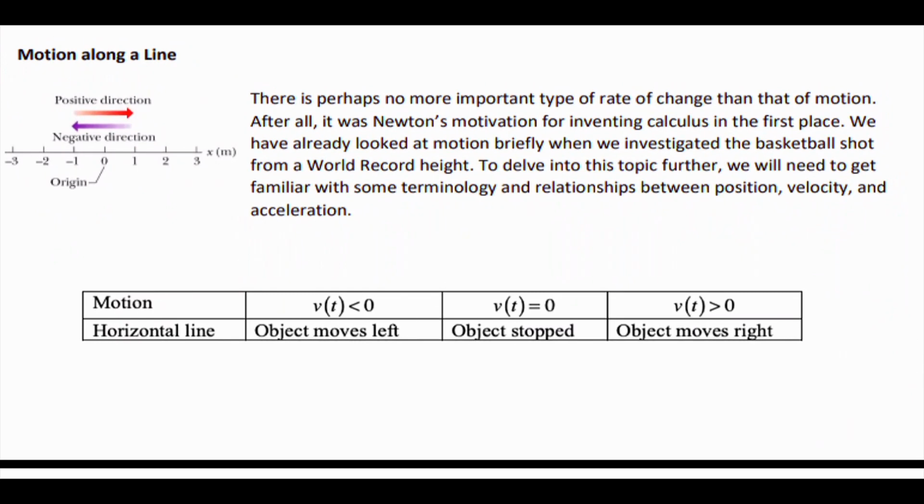They might say, when does the object move left and right? What does that mean? Well, it has to do with velocity. Velocity is negative, object moves left. Left is the negative direction. That's why it's less than 0.